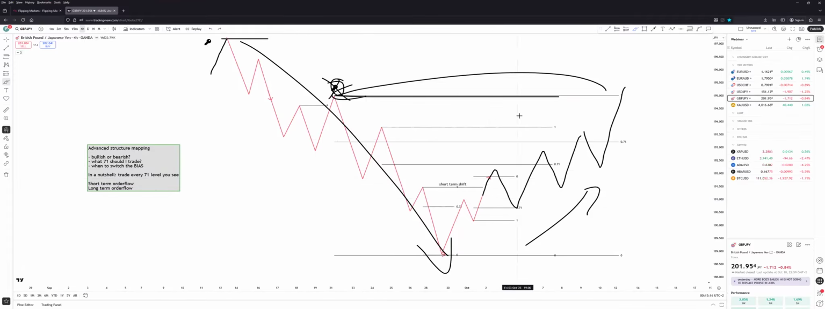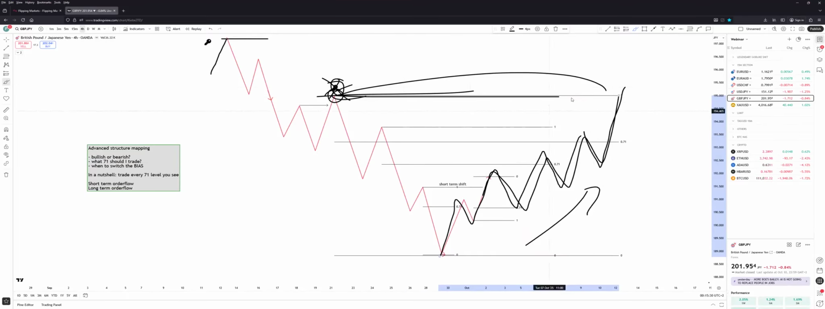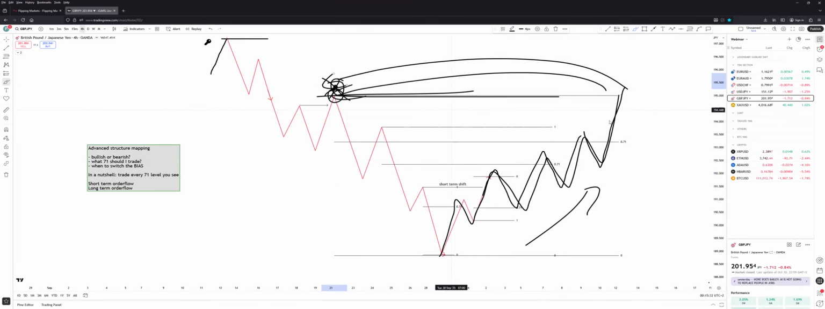And everything that is located below the last recent protected 71 level and last recent protected high point will be short-term flow. In this case, this will be a bullish short-term flow because it did not break the last recent protected high point. Once it breaks this protected high point, the flow will change from bearish to bullish on the long term.